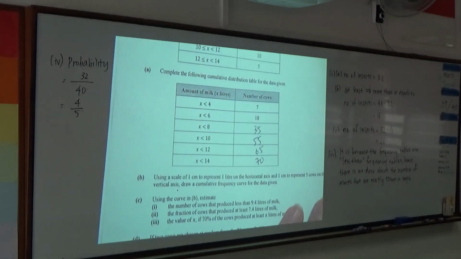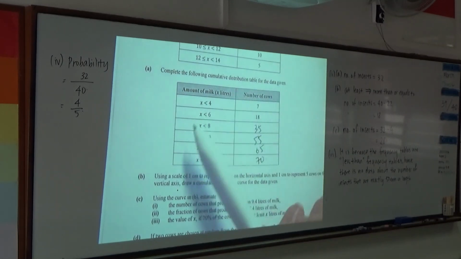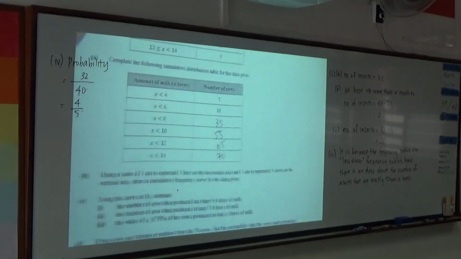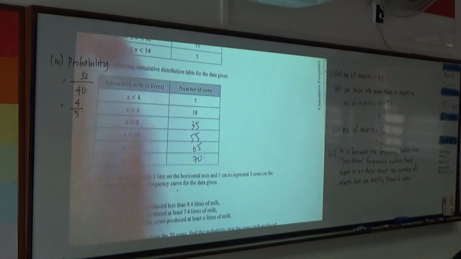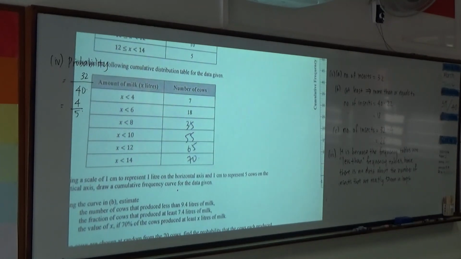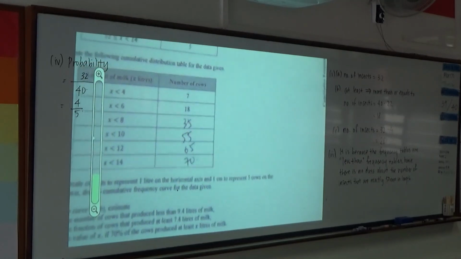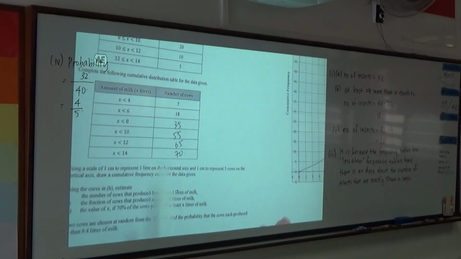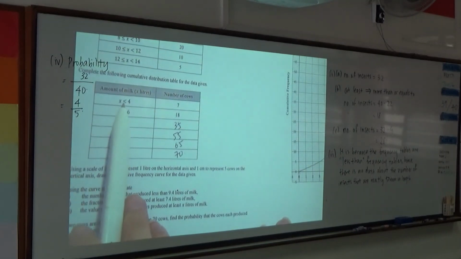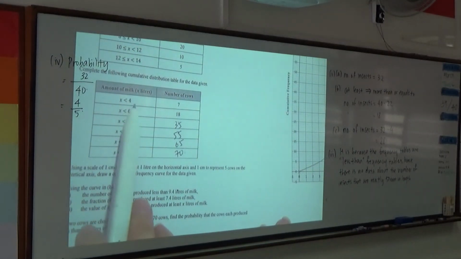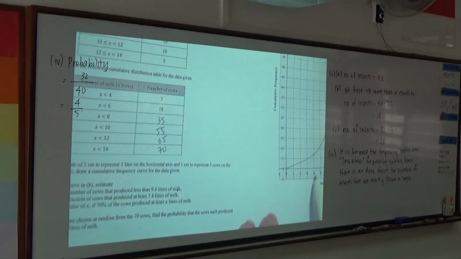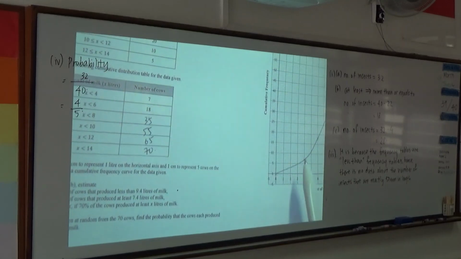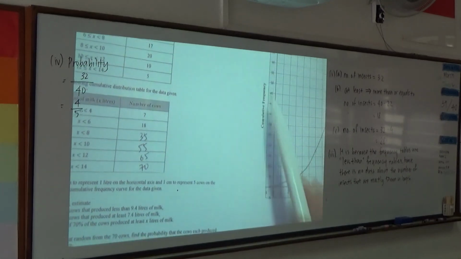So then using this cumulative frequency table, your curve is then constructed. Since construction is not necessary, I have already constructed one using a computer for you. That's the diagram on the right. So how it's constructed is that for x less than 4, I will plot a point at 7, because our y-axis will be the cumulative frequency.